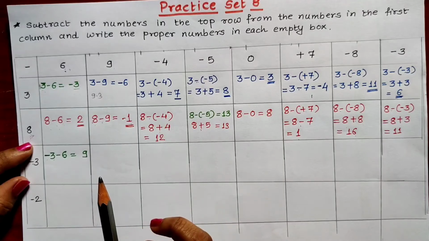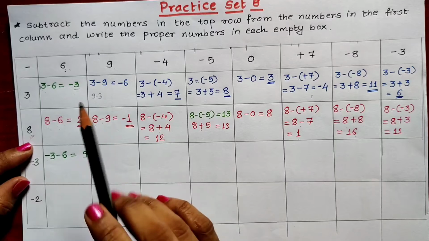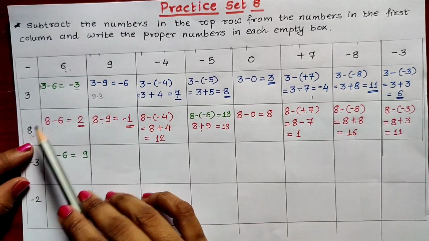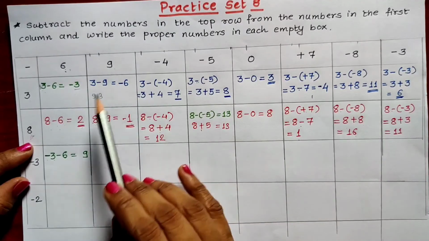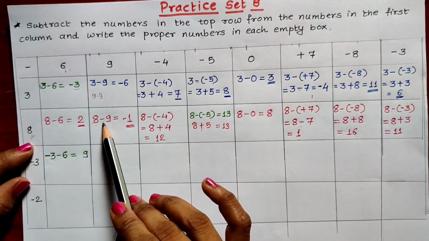Now you are knowing this, that the sign of the bigger number should be given to the answer. So 8 minus 6, answer is 2. Very simple. Now this 8 minus 9. 8 is having plus sign, 9 is having minus sign.